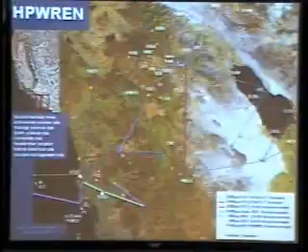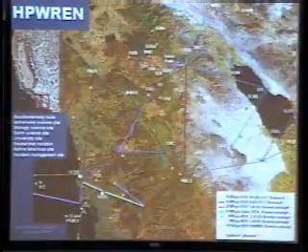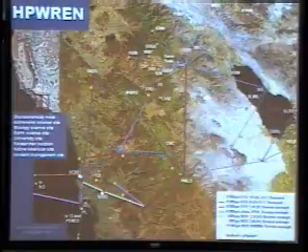The wireless network that I'm working with is called HPWREN. It stands for High Performance Wireless Research and Educational Network. This network spans about 100 miles inland. So here's UCSD. It's this little dot on the network. About 100 miles out is Salton Sea. We have some of the sites that span about that far inland.